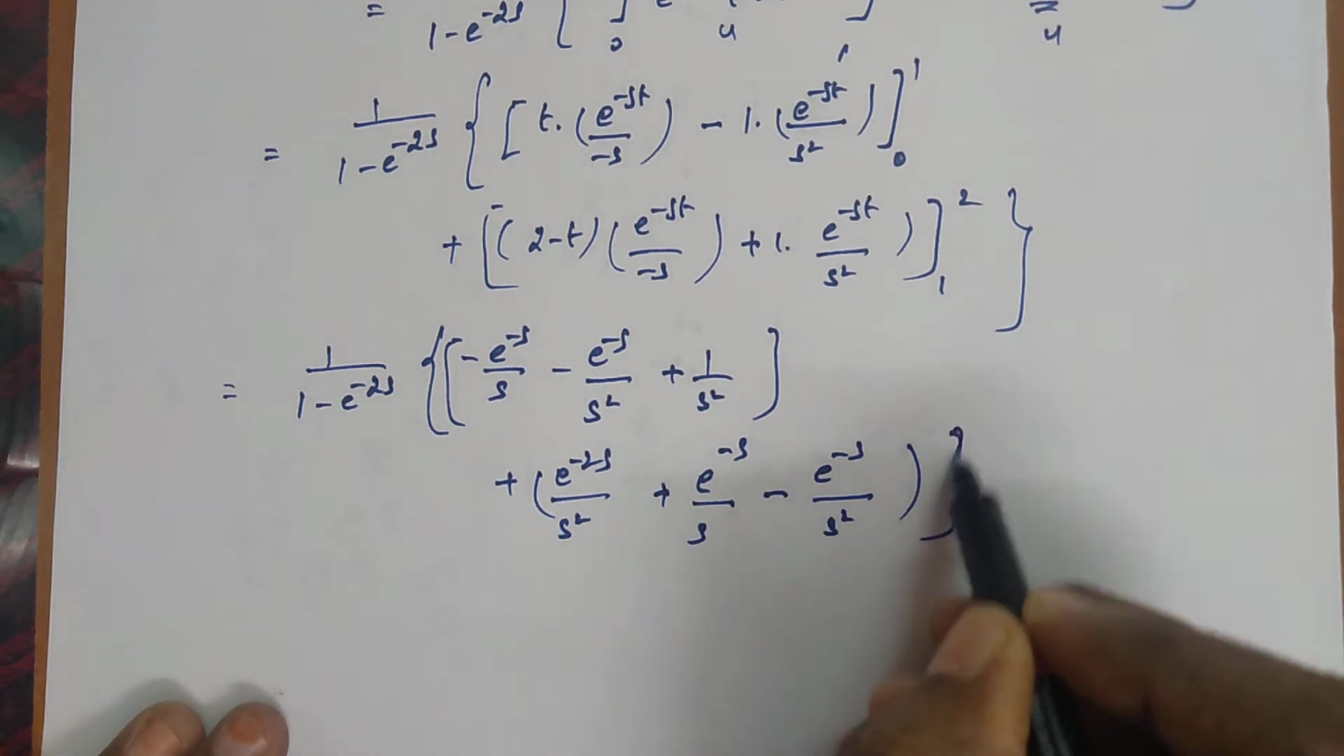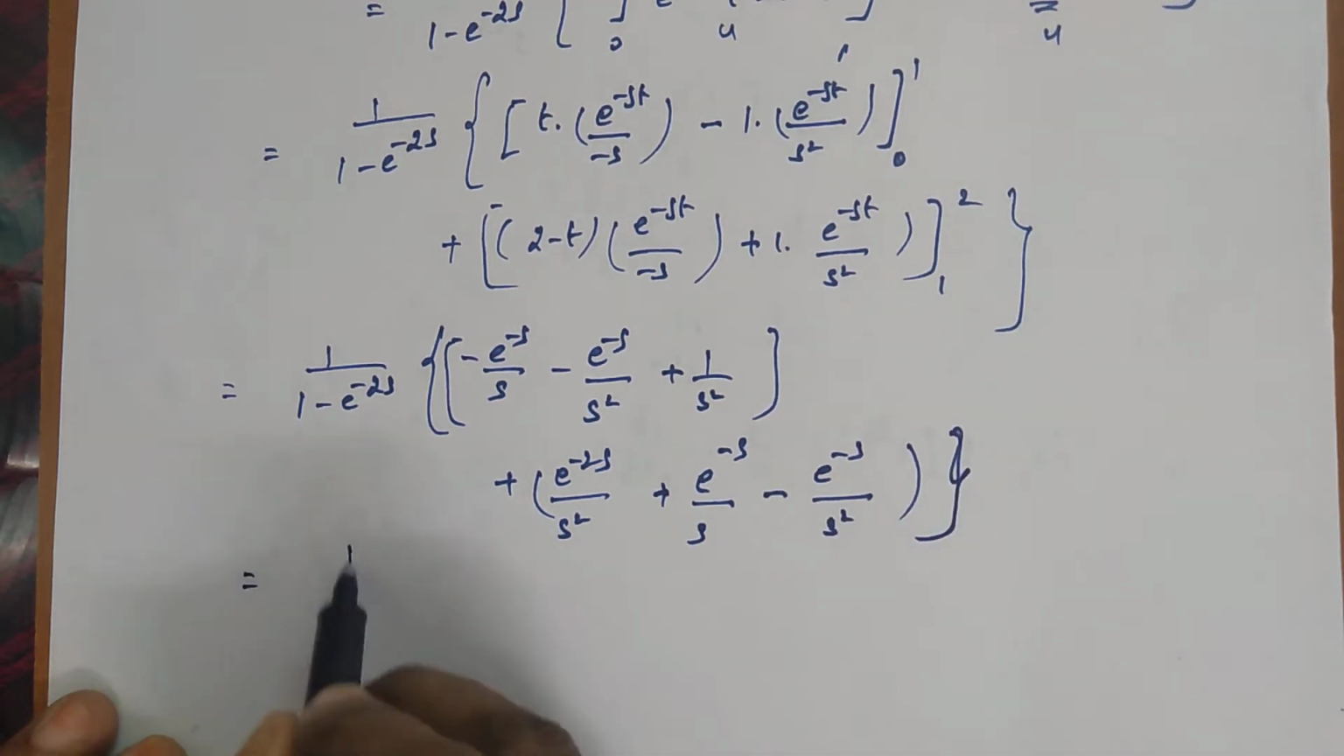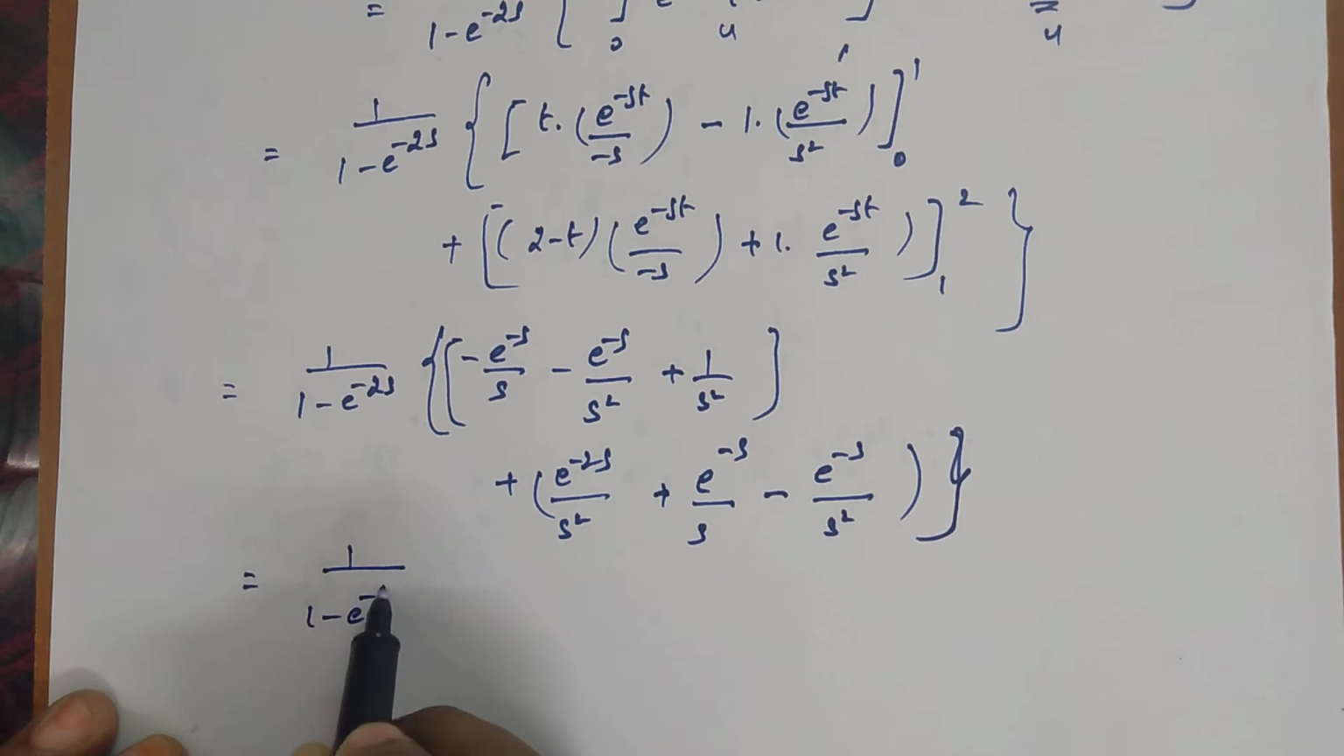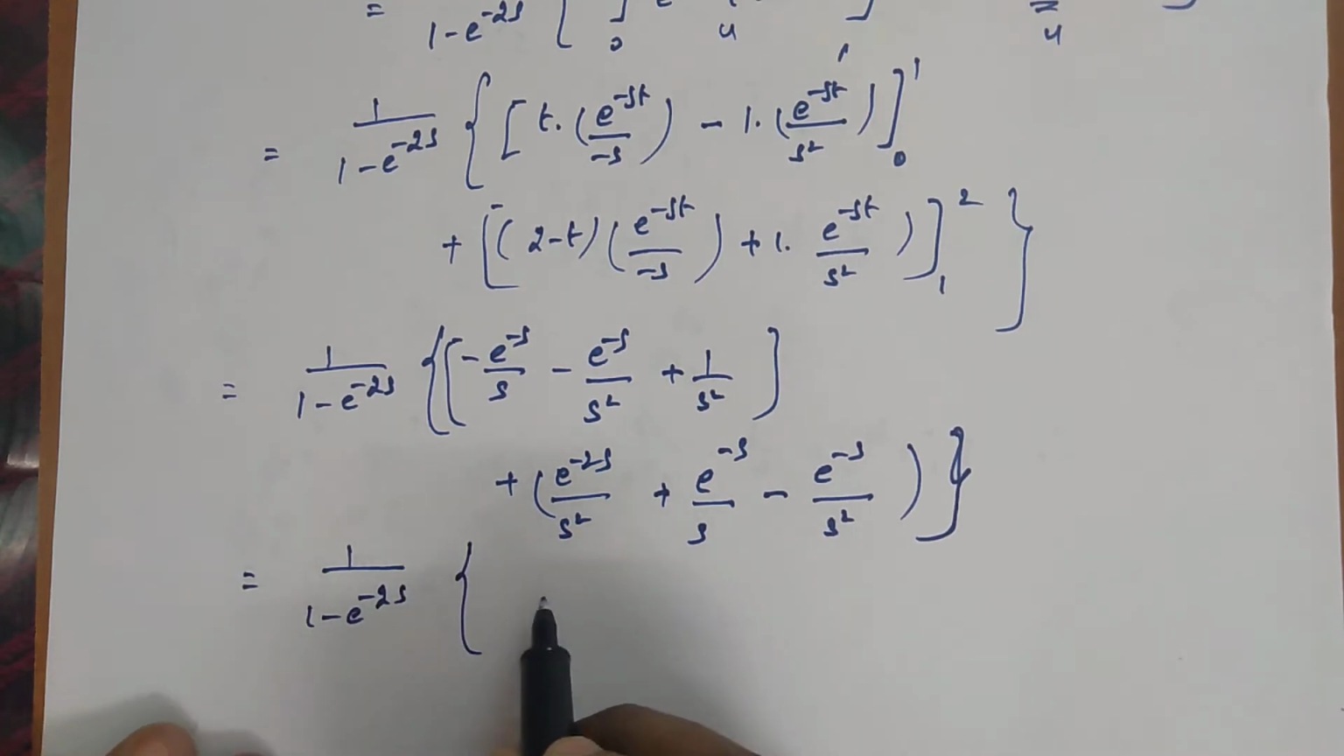So now we have applied the limit for both the terms. So 1 by 1 minus e power minus 2s, we can write all the terms.